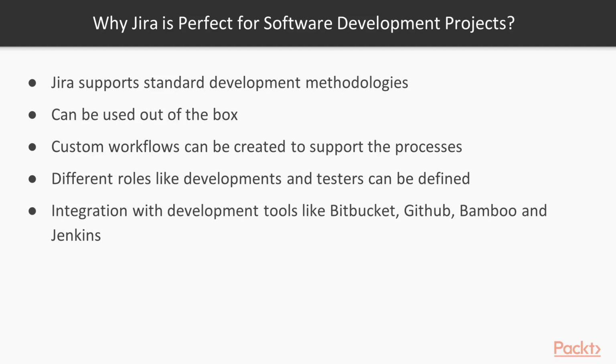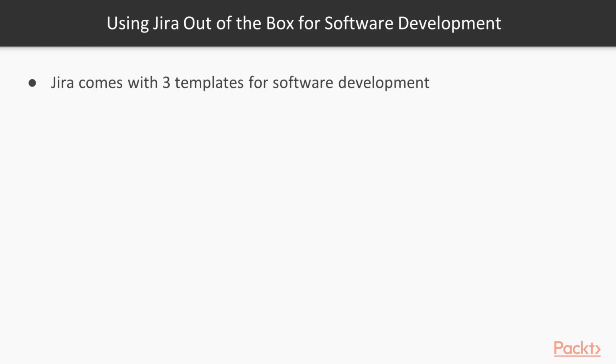And Jira can also be integrated with a variety of development tools like Bitbucket and GitHub, which is for version control. At the same time, you can also integrate Jira with Bamboo and Jenkins for continuous delivery and integration. Jira fits perfectly to support your DevOps practices.